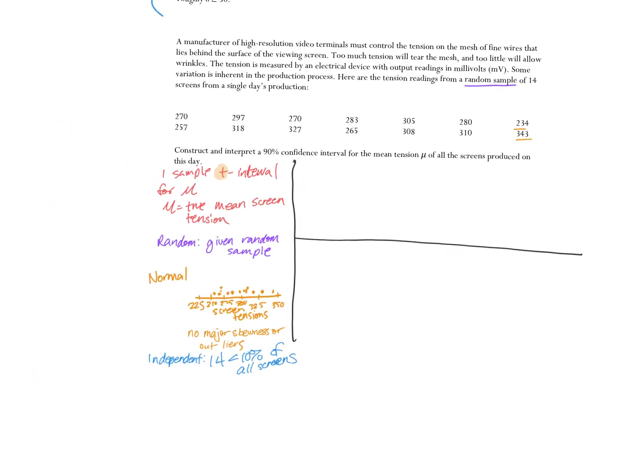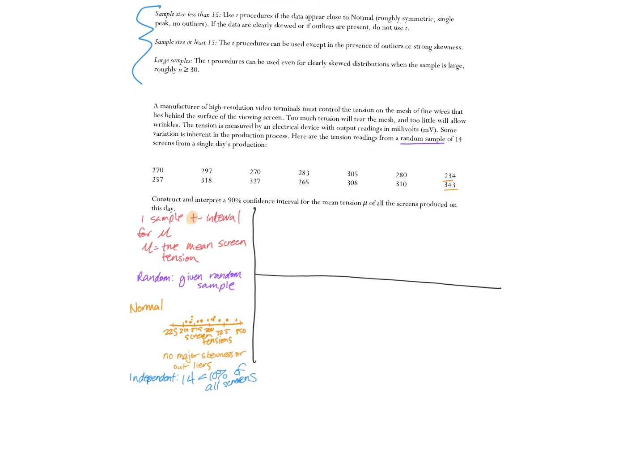All right, so the next thing we have to do is our actual calculation. So a reminder that the calculation of this interval is done by doing x bar plus or minus t star times s over the square root of n. Now, can we find any of these pieces of information right now? We know that n is equal to 14. Sweet.